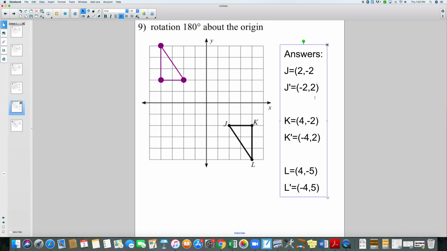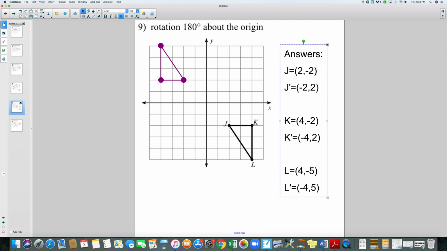All right, now let's take a look. We're going to put parentheses there. In our original coordinate for J, we had 2, negative 2. So when we flip it 180, we take the opposite. So 2 becomes negative 2, and negative 2 becomes 2. For K, we originally were 4 and negative 2. For K prime, positive 4 would become negative 4, and negative 2 would become positive 2.